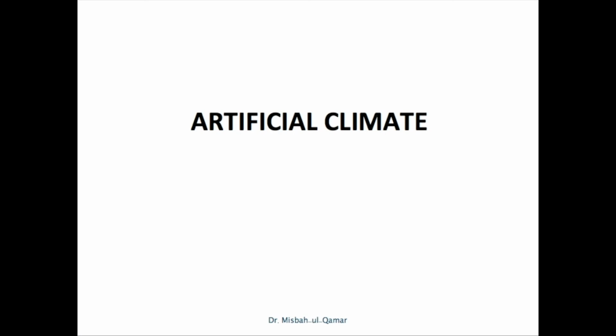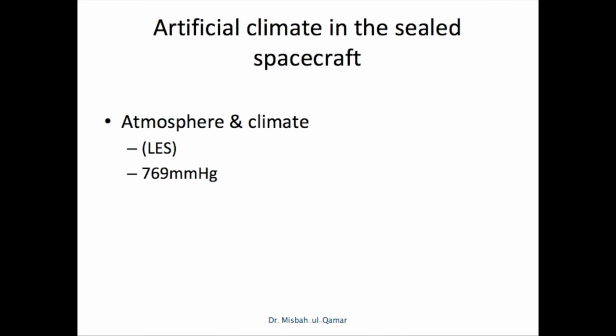Well, the next topic in your book is artificial climate, so let's cover this too. Since there is no atmosphere in outer space, an artificial atmosphere and climate must be produced in a spacecraft. As a result, the spacecraft or the space lab has a stable and sophisticated environmental control system which maintains all the atmospheric factors close to Earth's atmosphere.